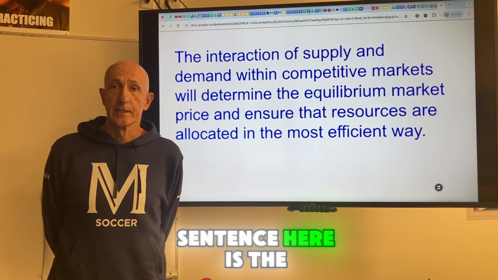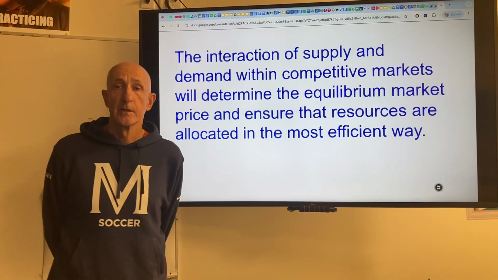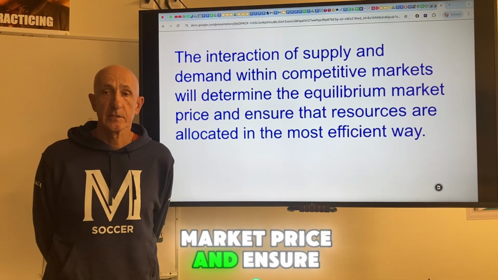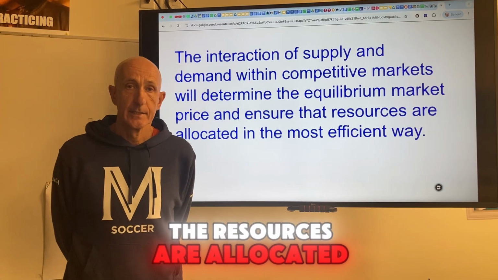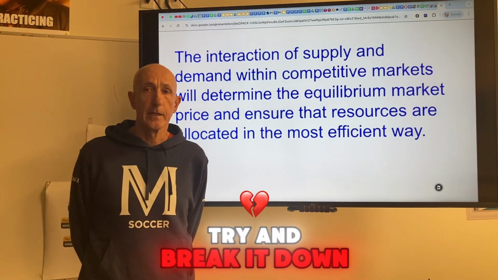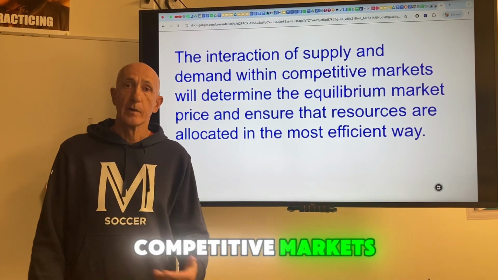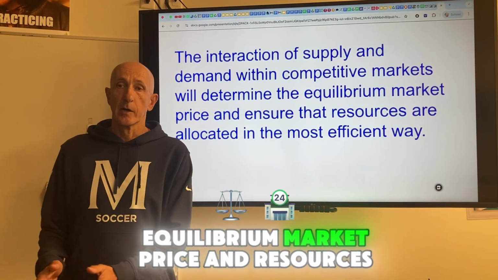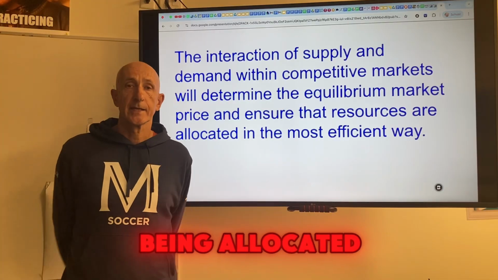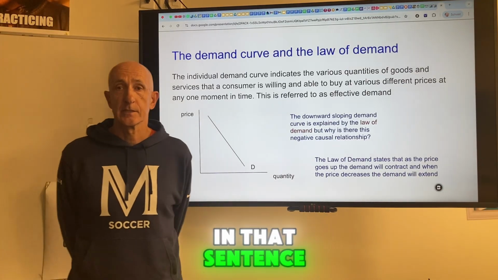This sentence here is: the interaction of supply and demand within competitive markets will determine the equilibrium market price and ensure the resources are allocated in the most efficient way. That's a really important sentence. You should try and break it down. Make sure you understand what's meant by supply and demand, competitive markets, equilibrium market price, and resources being allocated in the most efficient way. There's a lot being said in that sentence.